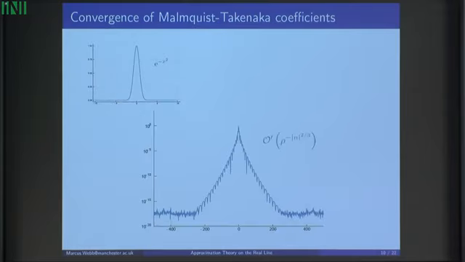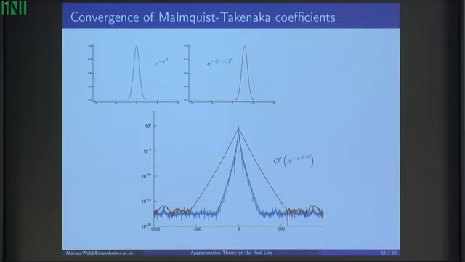So this is e to the minus x squared. This is a plot of the coefficients. It's not exponential, but it's not bad. If you shifted it over, which is always a worry, it gets a little bit worse.